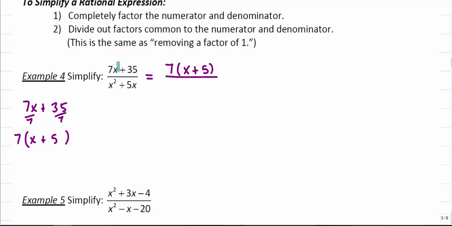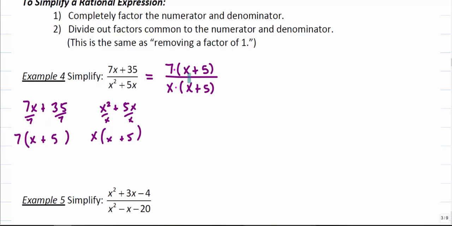You know, there's a great temptation when you see something like this to want to say, oh, I can take out an x and 5 and 7. No, you cannot cancel across addition. I shouldn't have even written that down. We have to factor because we can only cancel across multiplication. Now let's look at the denominator. x squared plus 5x. Well, what do these two things have in common? Well, an x. So if I take out x, I'm left with x plus 5. So this denominator becomes x times x plus 5.